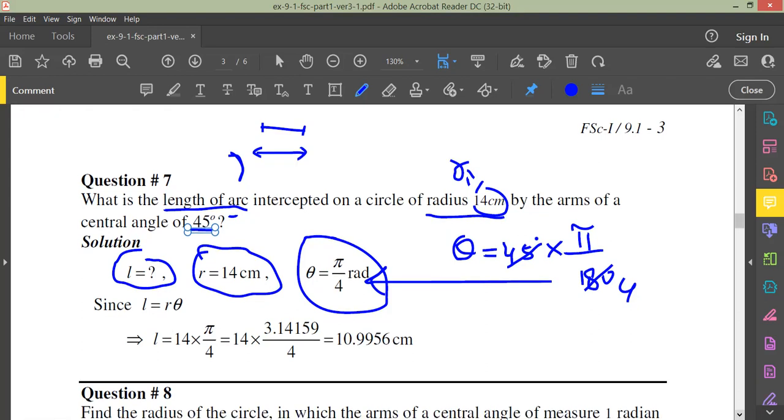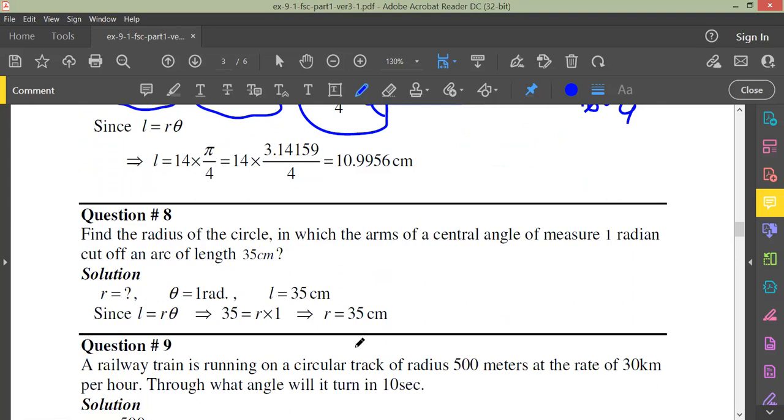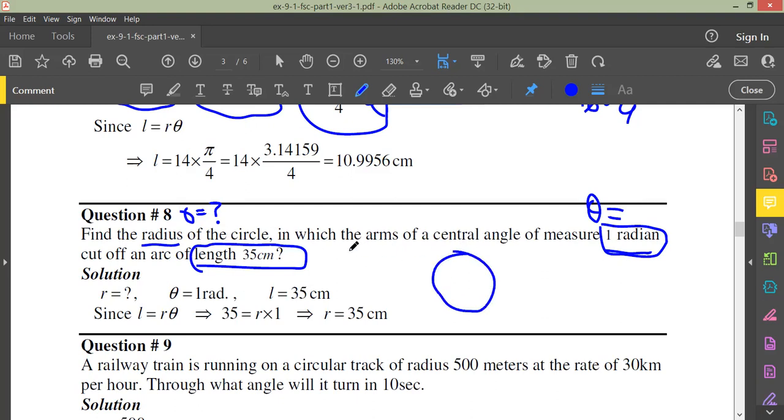After question number 7, we will discuss question number 8. Find the radius, means we have to find the value of r. The value of r will be equal to what? In which the arm of the central angle of measure 1 radian, theta is equal to 1 radian, cuts off an arc of length 35 centimeters. Find the radius of the circle. We have to find the radius of this circle in which the arm of the central angle of measure 1 radian cuts off an arc of length 35 centimeters.